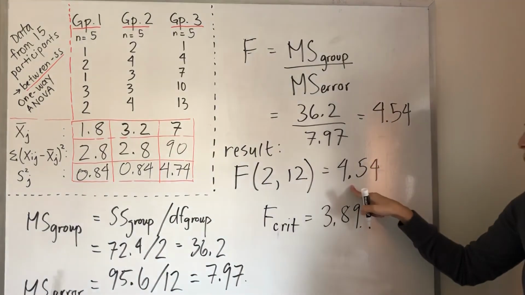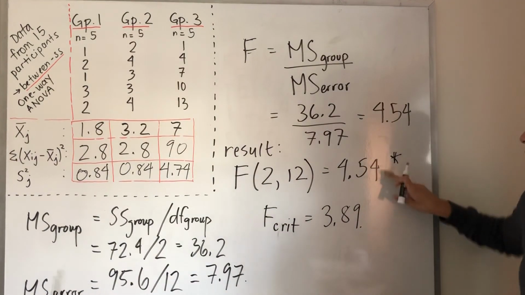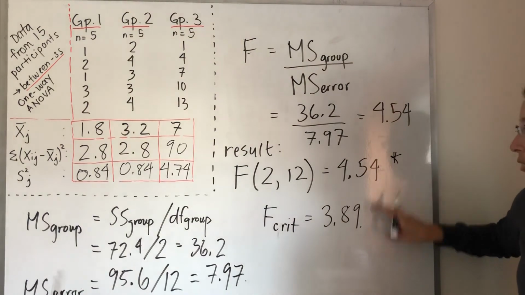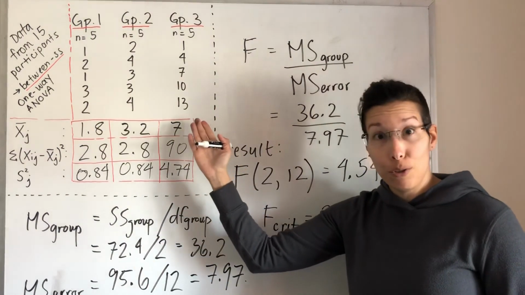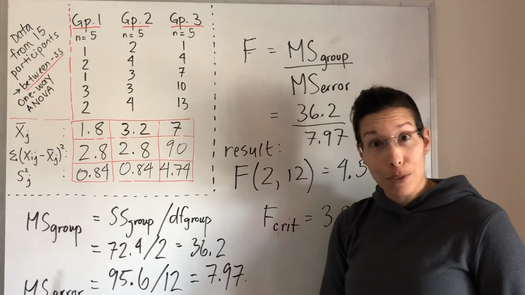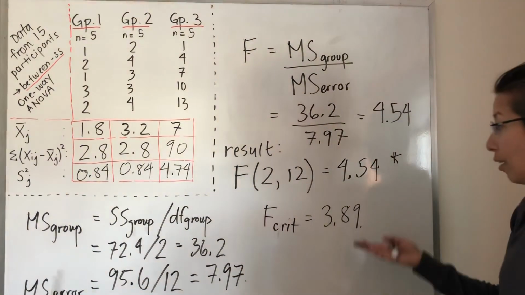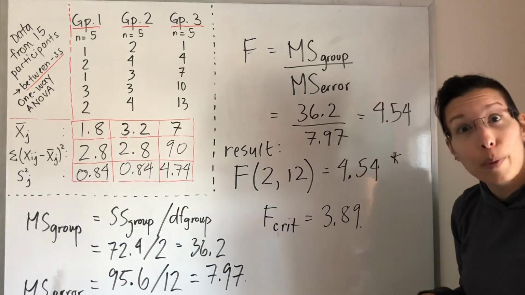So because the observed F is greater than the critical F, this fancy group 1 versus group 2 versus group 3 between subjects manipulation resulted in a significant effect of group.